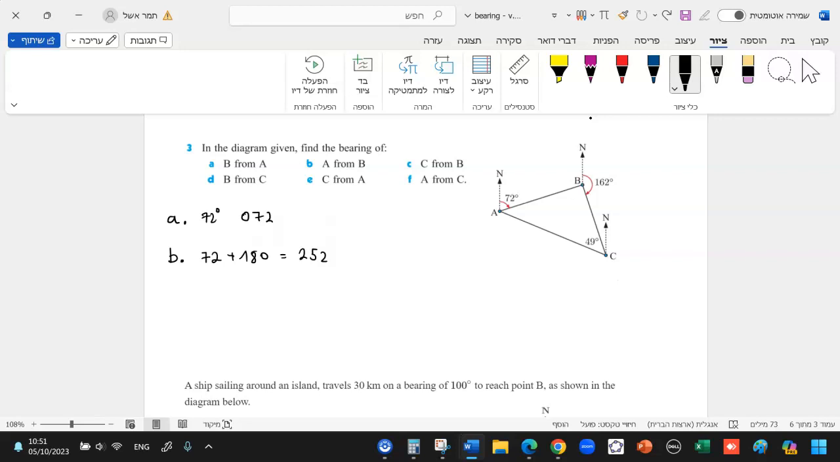C and D are very similar. The bearing is actually given. Let's go to E. The bearing of C from A. We go from A to C. To find this bearing, we need this angle. Let's call it alpha. Bearing is actually 72 plus alpha. We can find alpha by finding this angle and using the 180 degrees in the triangle.